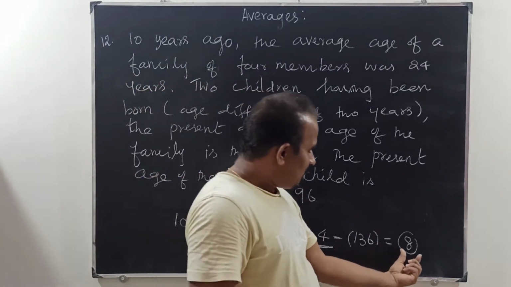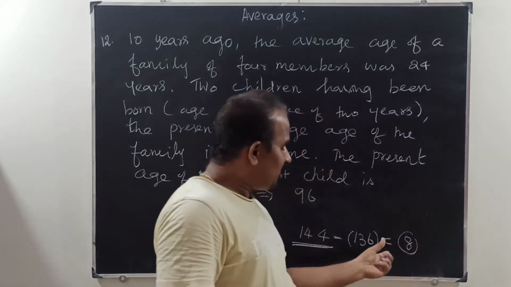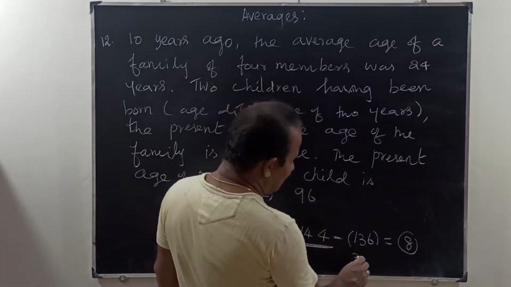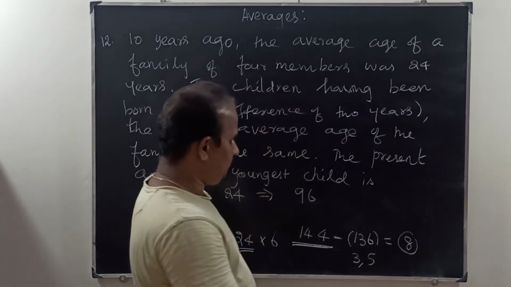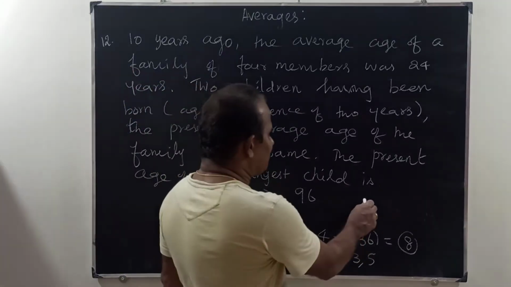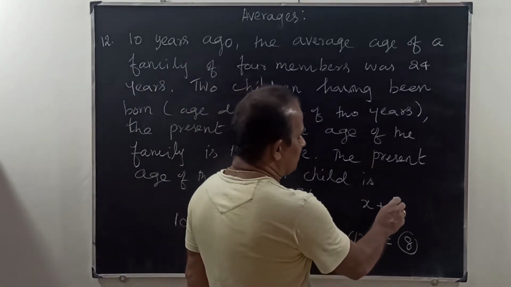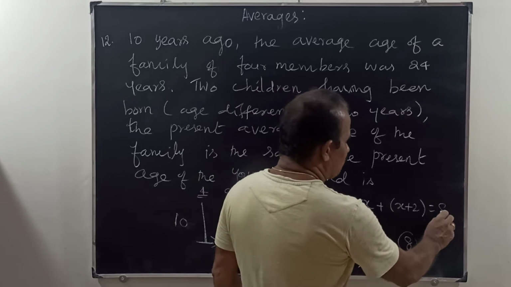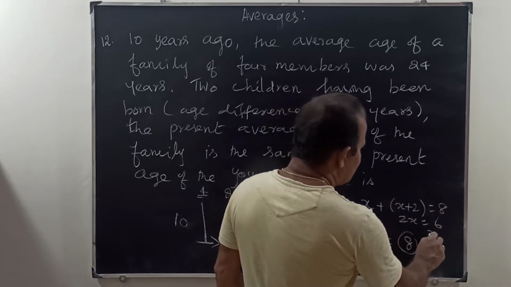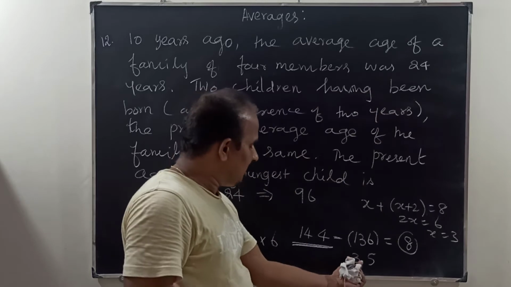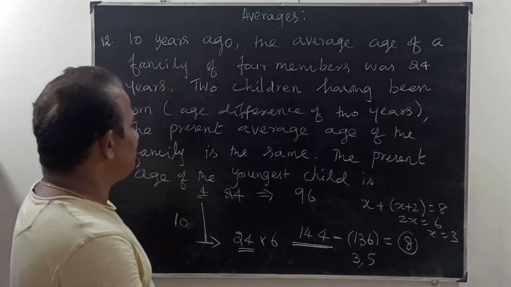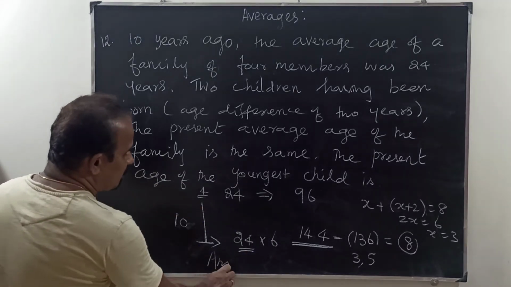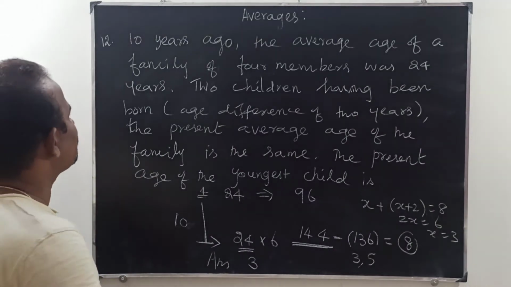So the sum of the ages of 2 children with the age difference of 2 years is 8, so certainly I can write 3, 5. Or otherwise, the younger child is x, the elder child is x plus 2, the sum is equal to 8, therefore 2x is equal to 6, therefore x is equal to 3. So what they are asking, the present age of the youngest child, is 3. Therefore the answer is 3.